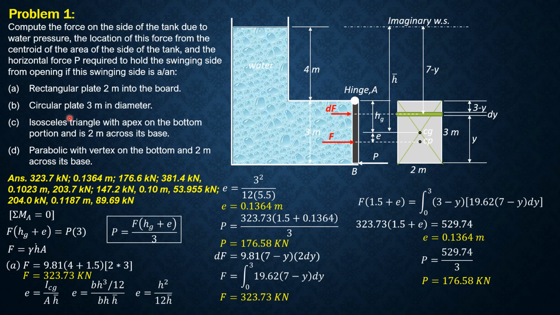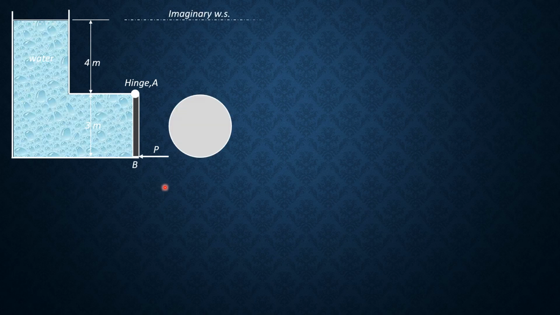For letter B, circular plate 3 meters in diameter. So we will again solve this. So that's the imaginary surface. Centroid is the same. So it's 4 plus 1.5. Then it only matters with the E and the area.